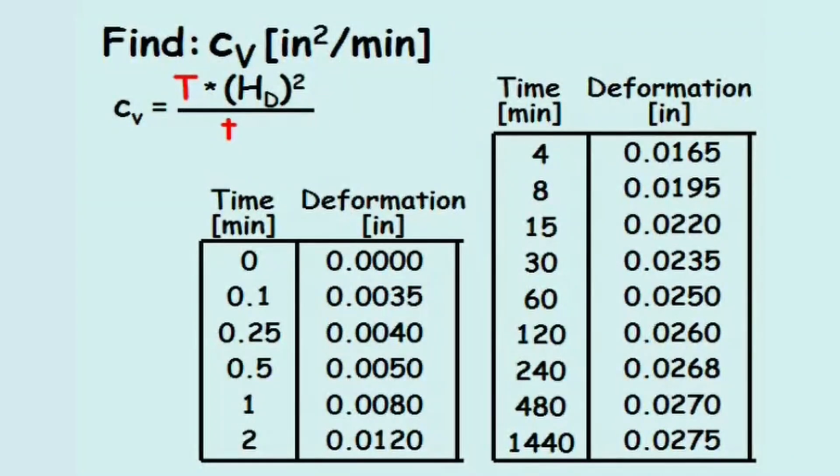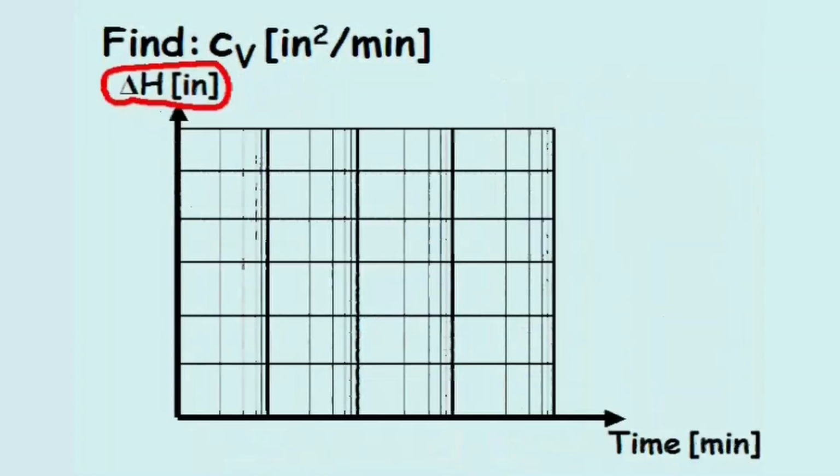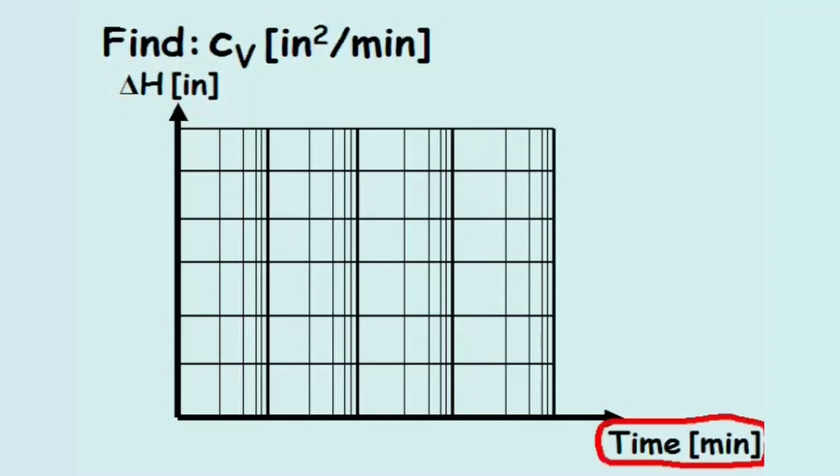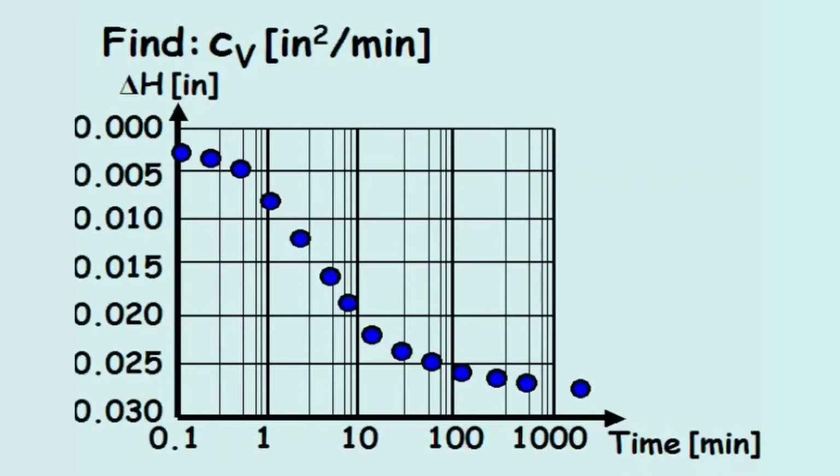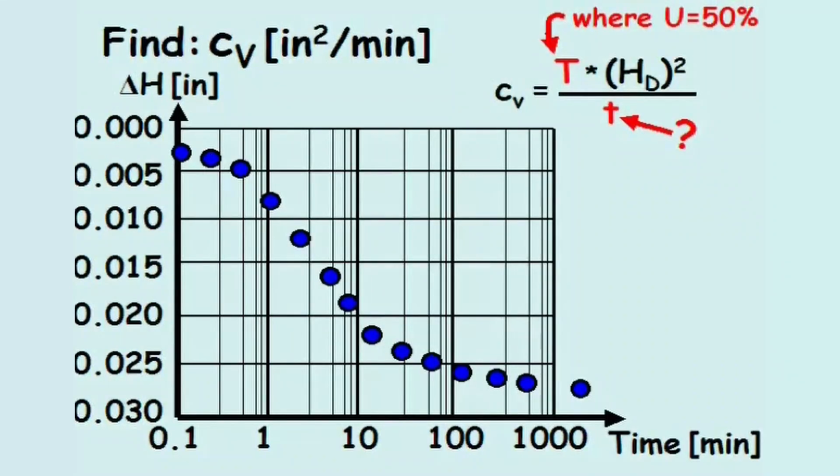Again, we see the entire data set. We'll generate a semi-log plot where the vertical axis is deformation, or displacement, in inches, and the horizontal axis is time, in minutes, plotted on a log scale. After the data points are plotted, we return to our time rate of consolidation equation. Our goal here is to find the time of duration, little t, it will take the soil to consolidate 50% of its ultimate consolidation.